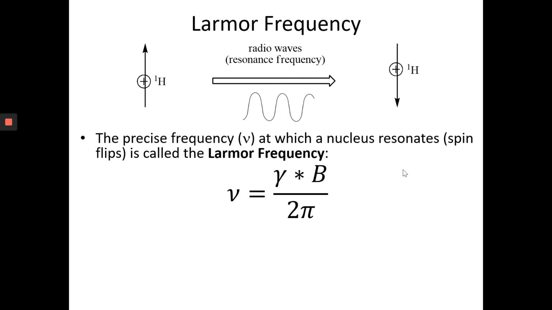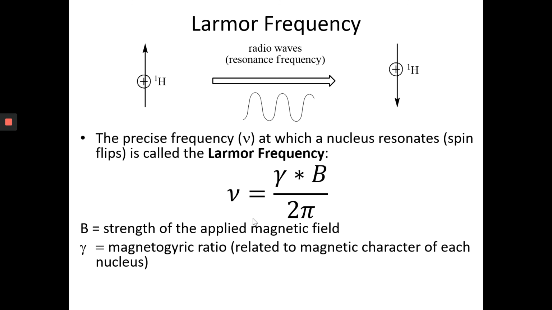Nu equals gamma times B over 2 pi. So let's take that apart for a minute. This thing on the left looks like a V, but that's actually the Greek letter nu, and we're using nu to symbolize frequency. So nu is the Larmor frequency. This is that precise frequency of radio waves that's going to make that hydrogen spin from up to down. So the frequency is equal to gamma times B over 2 pi. Well, B we're using as the strength of our applied magnetic field. Right? So the stronger the magnetic field, the stronger the magnet we're using for our experiment, the larger the Larmor frequency.